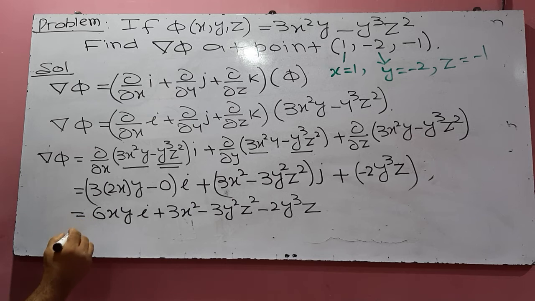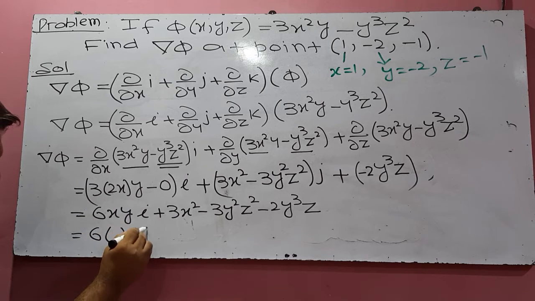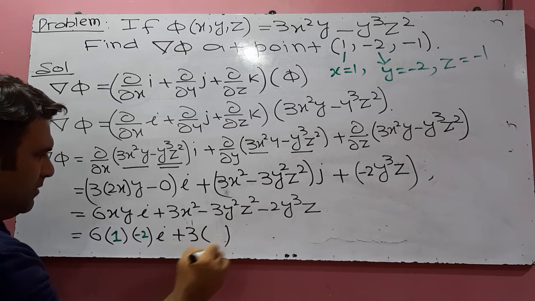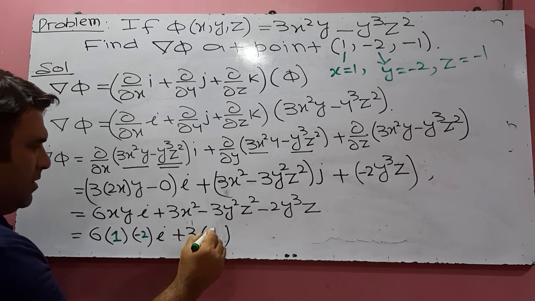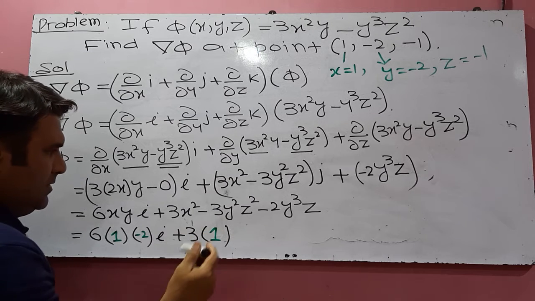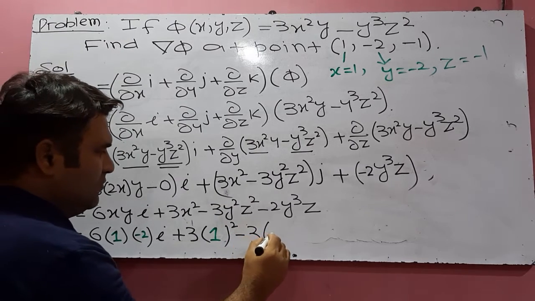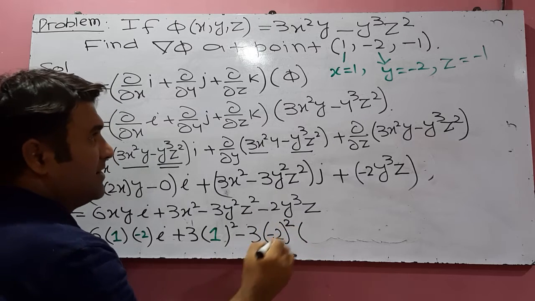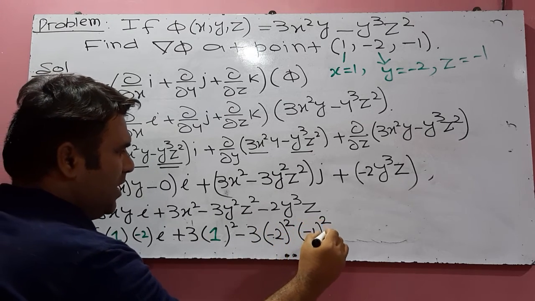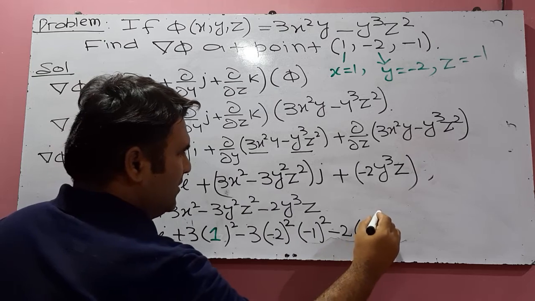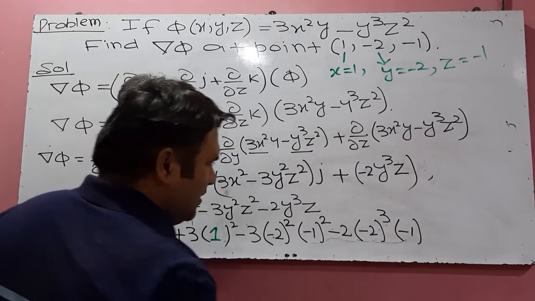So 6, the value of x is equal to 1, the value of y is equal to minus 2, i, plus 3, the value of x is equal to 1 square, minus 3, the value of y is equal to minus 2 square, the value of z is equal to minus 1 square, minus 2, the value of y is equal to minus 2 whole power cube, and the value of z is equal to minus 1.